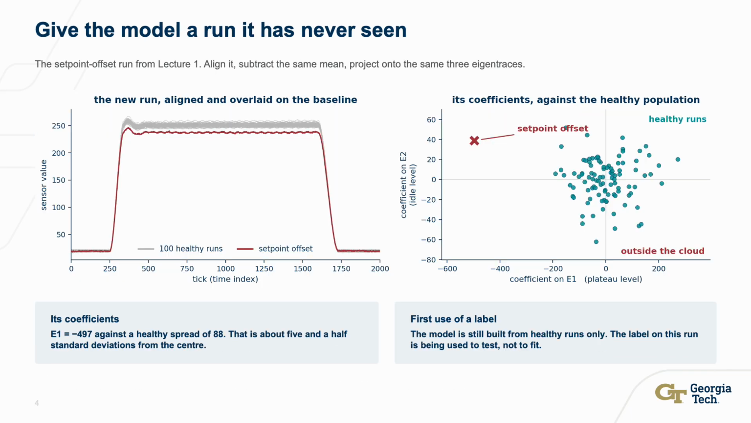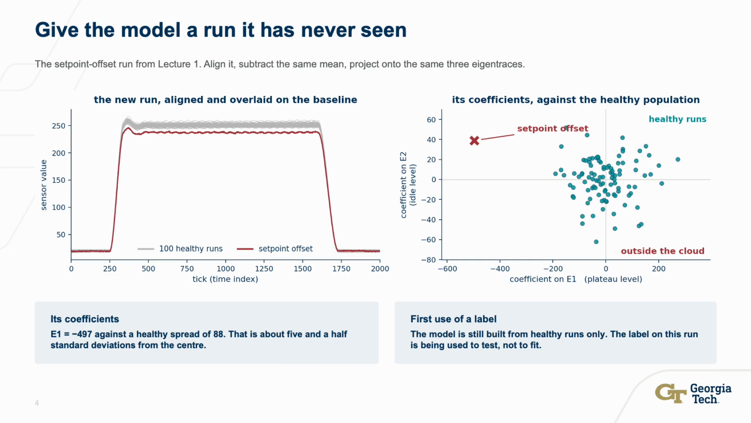Let us try the obvious thing. Take the set point offset run from lecture 1. That is the run nobody in the room could pick out on slide 7, and the one holding the plateau about 10 units low. Align it, subtract the same mean run, project onto the same 3 eigenstates. No new machinery at all. We are using the model we already built on a run that it has never seen.